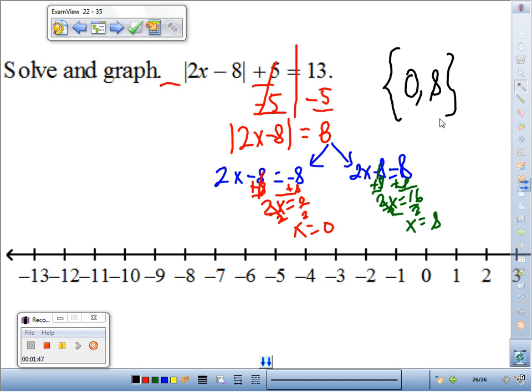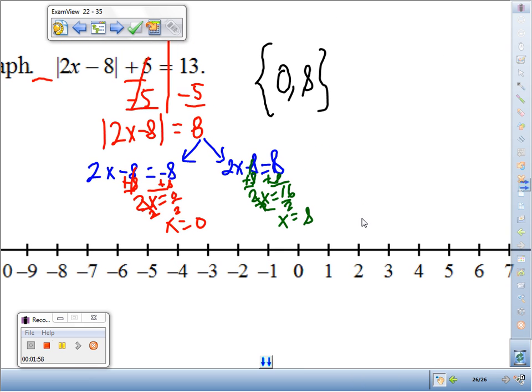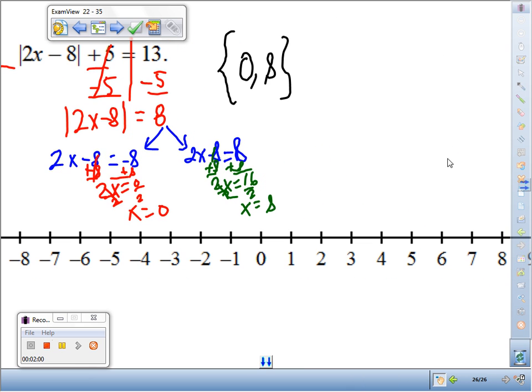Pay attention, please. This is the part a lot of you miss. A lot of you miss writing your solution set. The second part, we need to graph. So my solutions are 0 and 8. That means we need to plot our point 0 and our point 8.